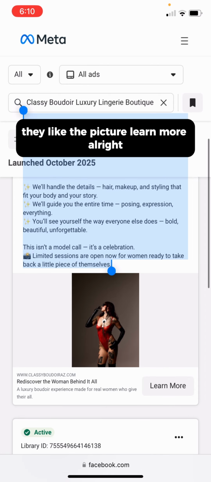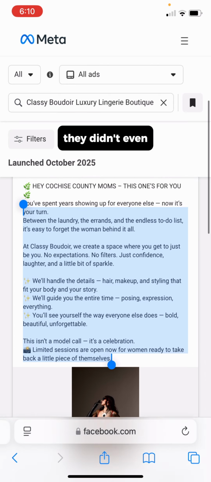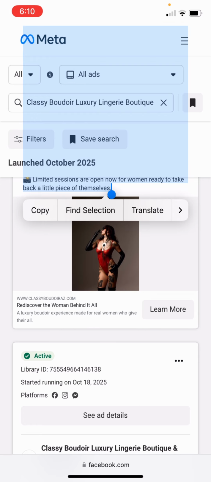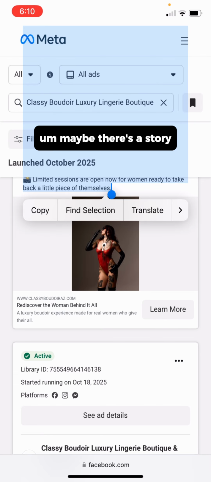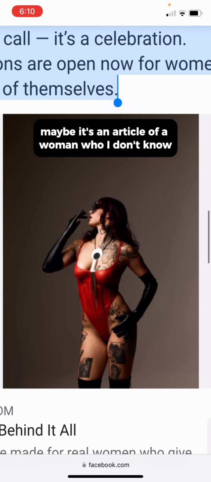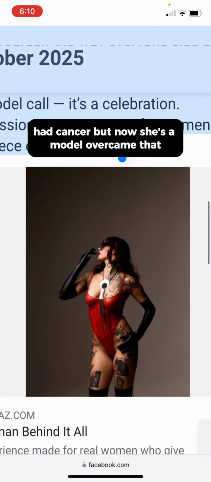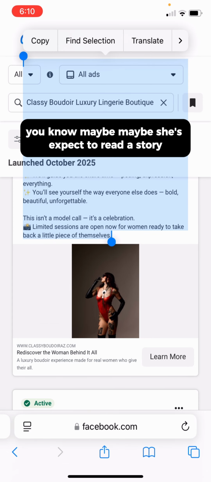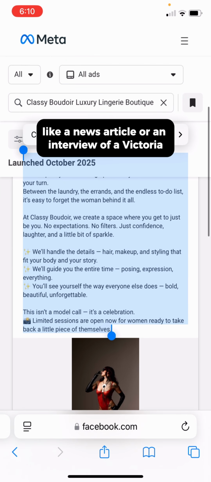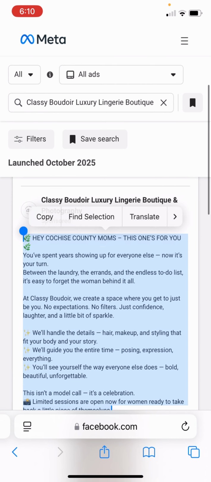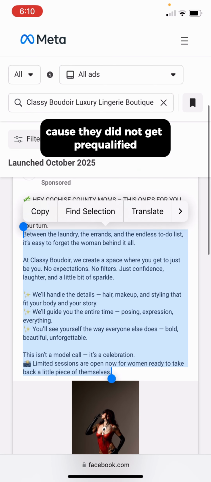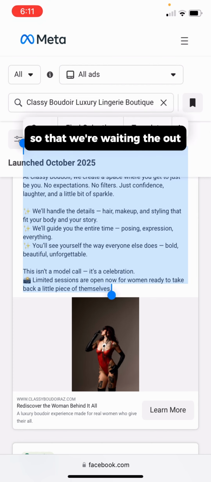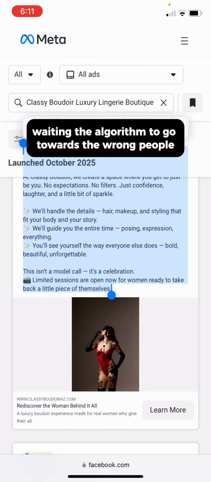They just clicked learn more. They like the picture, learn more. All right. They didn't even read our see more headline. They just saw the picture, okay, learn more. Maybe there's a story. Maybe it's an article of a woman who, I don't know, had cancer, but now she's a model. Overcame that. Maybe she's expected to read a story, like a news article or an interview of a Victoria's Secret model, because they did not get pre-qualified. So we're weighting the algorithm to go towards the wrong people.